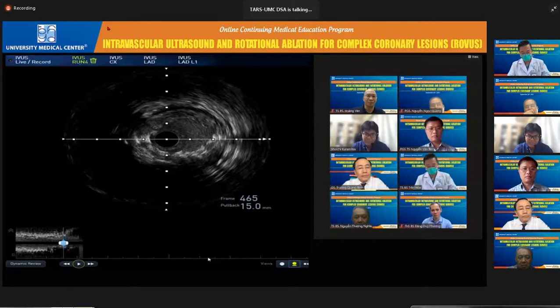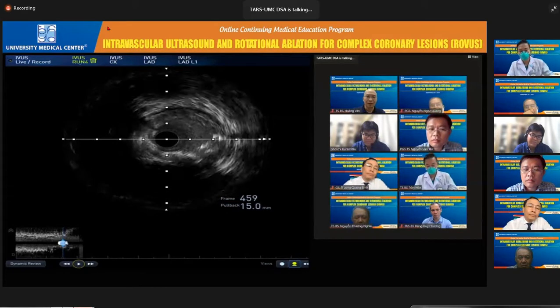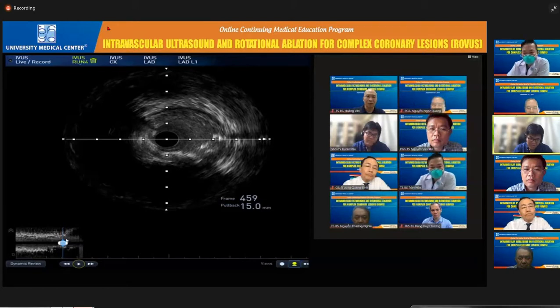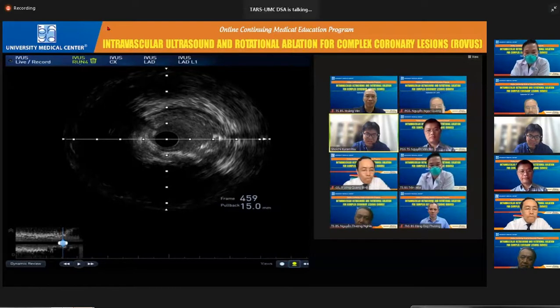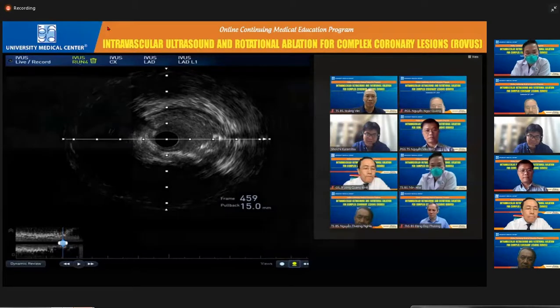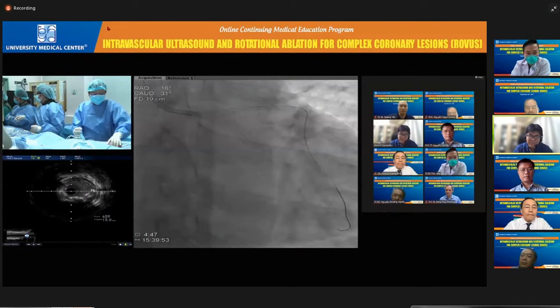Is it complete or not? So should we do the bigger balloon, or is just the Trio balloon enough for DK crush? I think it's okay. It's enough. However, I want to see the angiogram. I have never seen any angiogram after some procedure, so could you show us the angiogram? Okay.